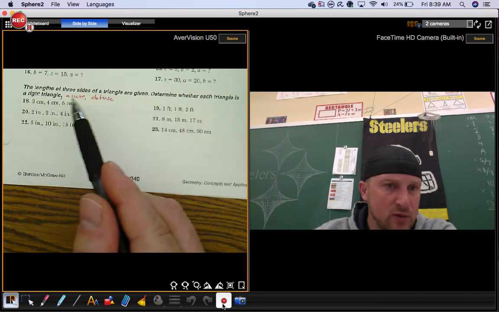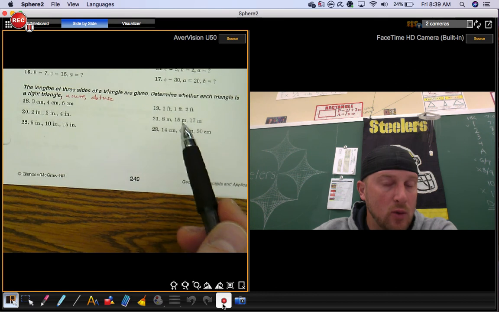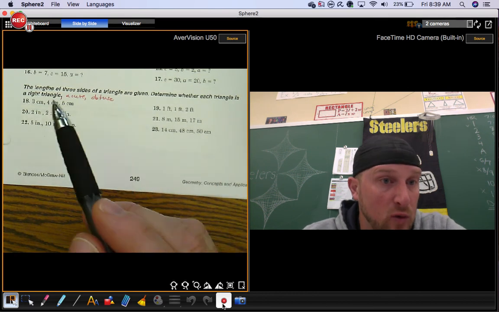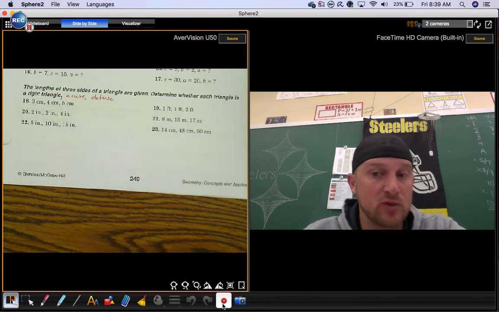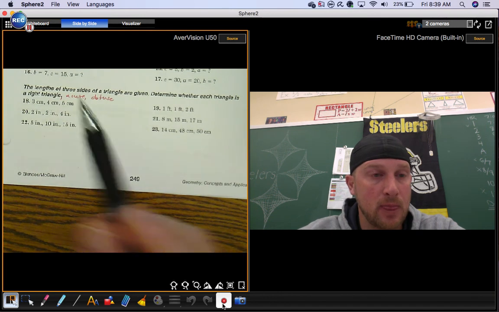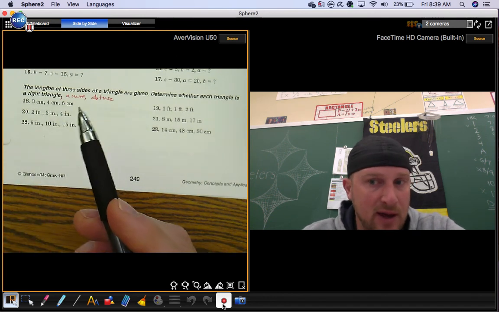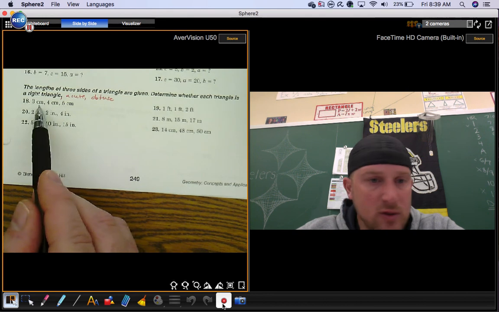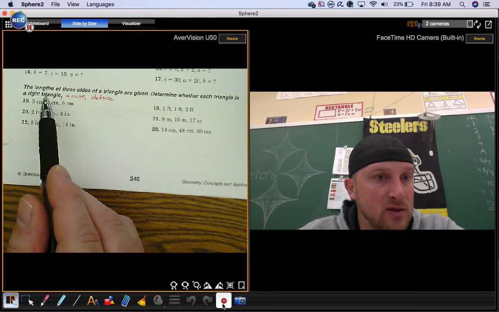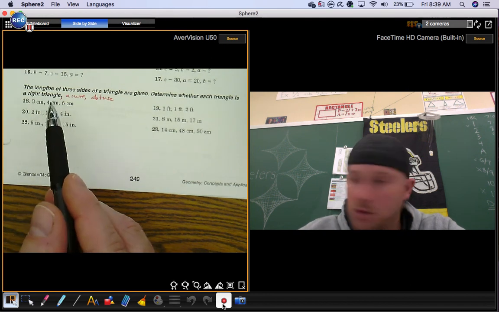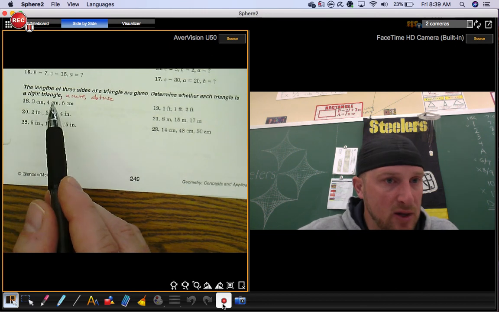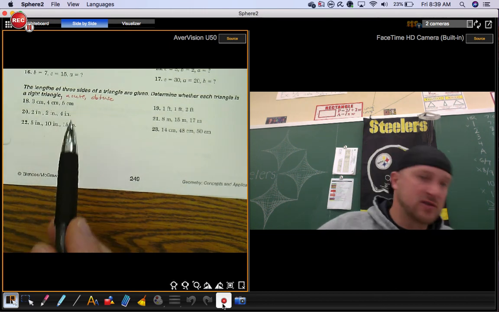So we're going to look at these three side lengths, and we're going to show you how to determine if it's a right triangle, an acute triangle, or an obtuse triangle. And it's just using the converse of the Pythagorean theorem. So if these three numbers work in the Pythagorean theorem, then it's a right triangle. That's how that goes. So 3 squared plus 4 squared, does it equal 5 squared?